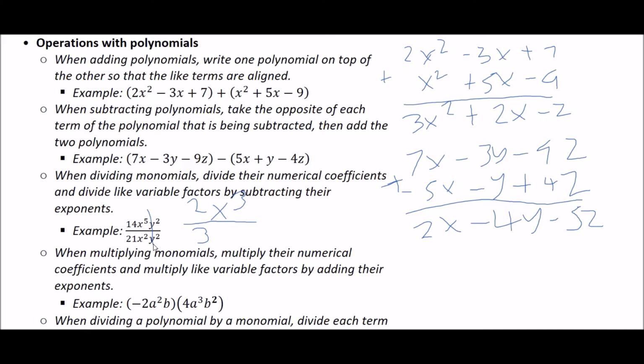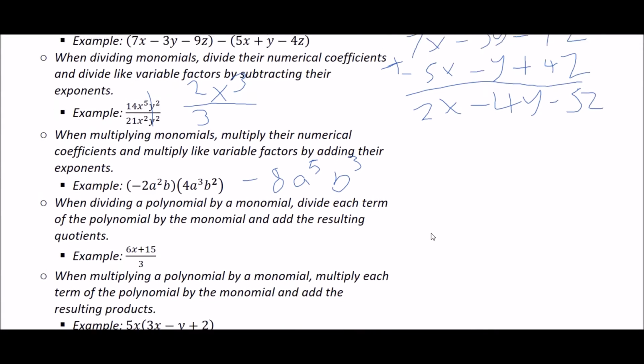Alright, let's move on. When multiplying monomials, multiply their numerical coefficients and multiply like variable factors by adding their exponents. First you multiply negative 2 and 4 and you get negative 8. Then you have a, and as it said, you add their exponents after you multiply. So it's a, then add them. 2 plus 3 is 5. And then the next one is b. b has only 1, and then b squared is 2, so 2 plus 1 is 3. And that is your answer.